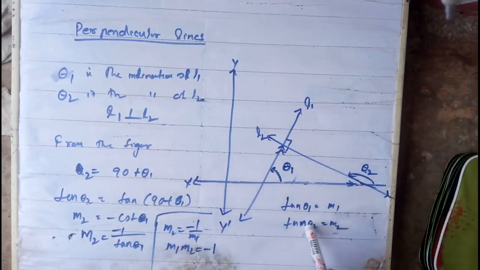So tan theta 2 is equal to m2, and tan of 90 plus theta, there is a formula, maybe not in your syllabus, that is minus cot theta 1. Tan of 90 plus theta is equal to minus cot theta. So m2 is equal to minus 1 by tan theta 1, and tan theta 1 is equal to m1, so minus 1 by m1, that is m1 into m2 is equal to minus 1. This is the relation between two lines when they are perpendicular. The product of their slopes is equal to minus 1. And if two lines are parallel, already we discussed, the slopes are equal.